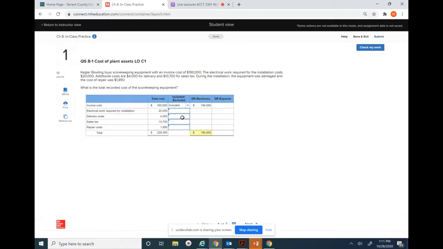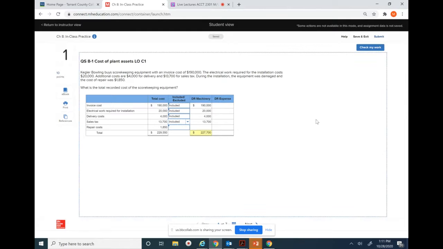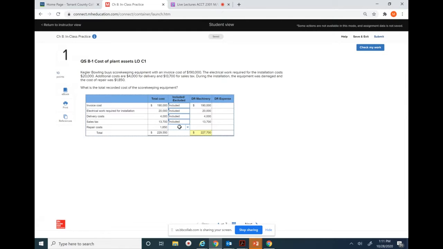For example, before anything can happen, they have to deliver the equipment, so this should be included. The electrical work also should be included because the asset has to be installed to be used. Sales tax is included because you have to pay it to purchase the machine. Repair costs, however, are not included. They're excluded because these are normal costs that the company has to incur during the useful life of the asset.